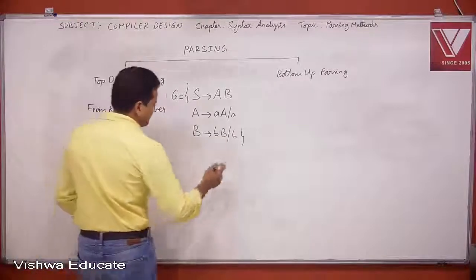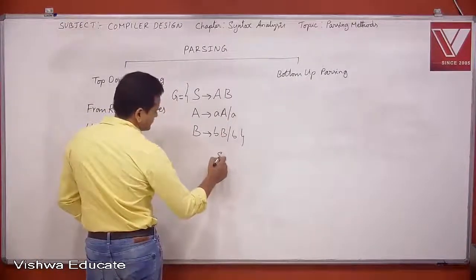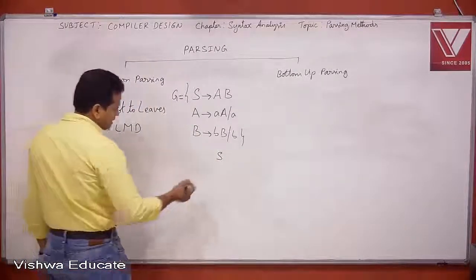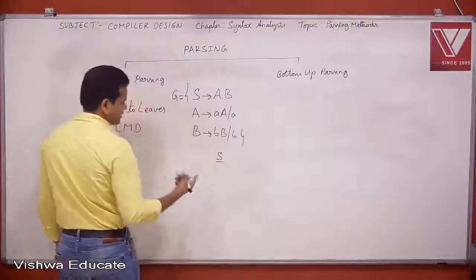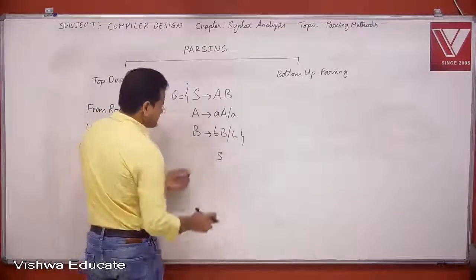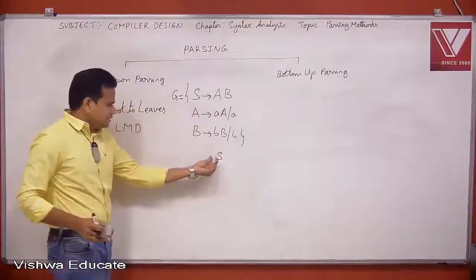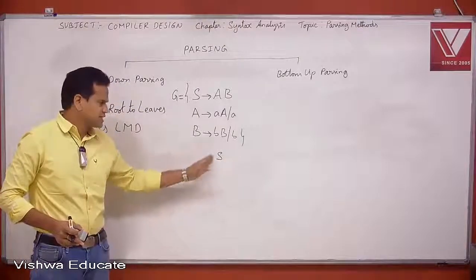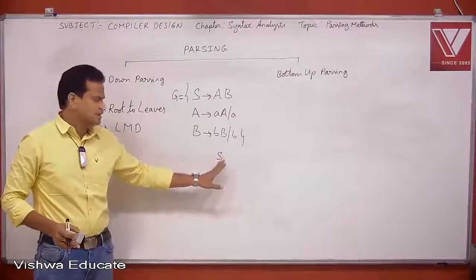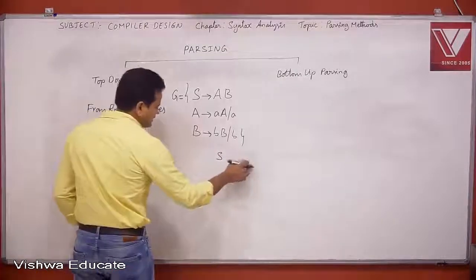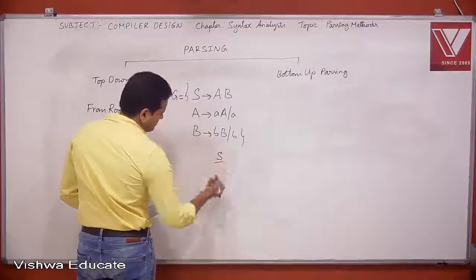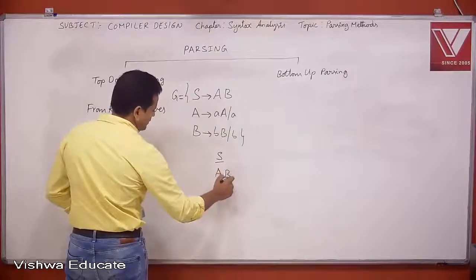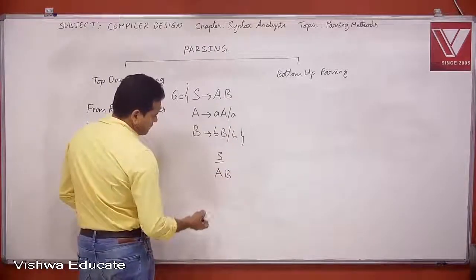What is this? It starts from the start symbol S, and S is the only non-terminal. Here S is the start symbol, and there is only one symbol S. This S we can consider the leftmost symbol as well as the rightmost symbol, because there is only one. So this time I am considering this as the leftmost symbol. I am applying a production to S. What is the S production here? AB.